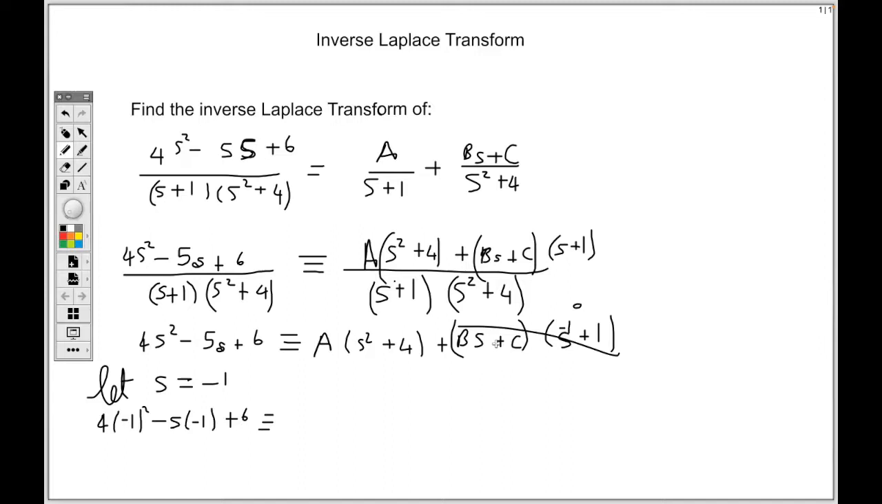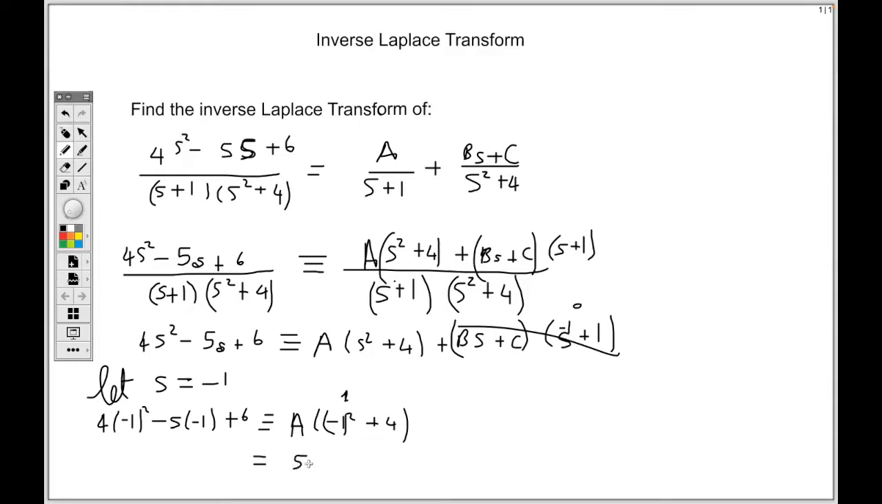And that's what I want. I just want to be left with one portion. So replace s with -1 right here. I am going to have (-1) squared plus 4. Now, -1 squared is +1, and 1 plus 4 is 5.